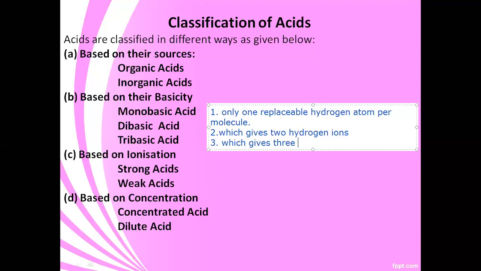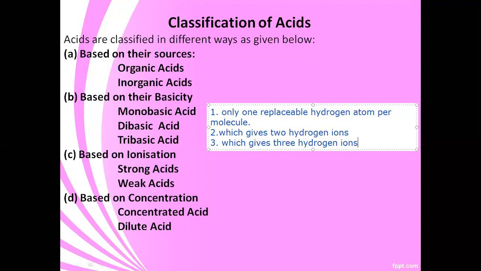Monobasic acid means that an acid gives only one hydrogen ion. Dibasic acid means that an acid gives 2 hydrogen ions. Tribasic acid means that an acid gives 3 hydrogen ions.